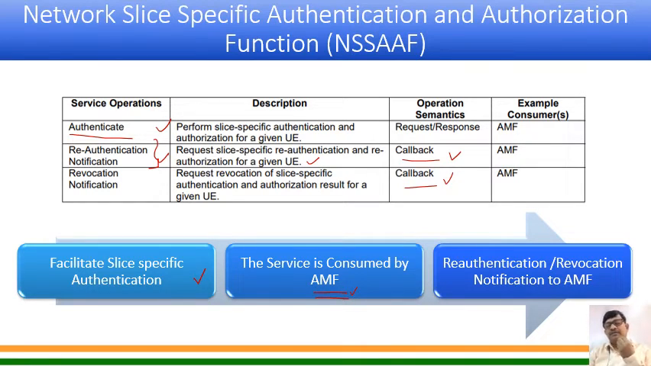Or it may so happen that the authorization or authentication given to a UE has to be revoked in a particular slice. In that case also, it will call back to AMF and say that the authorization or authentication given to a UE has been withdrawn, or revocation has happened. So AMF will immediately close the call which the UE is having on that particular slice. So this is about the network slice specific authentication and authorization function.